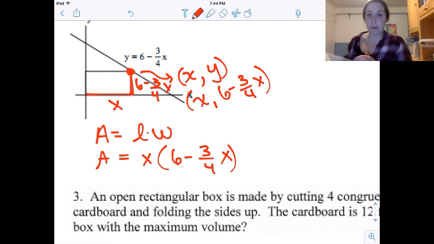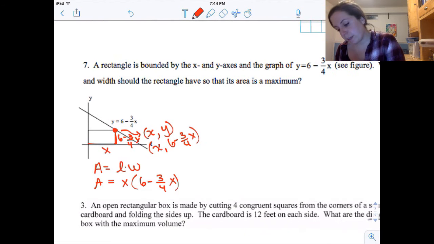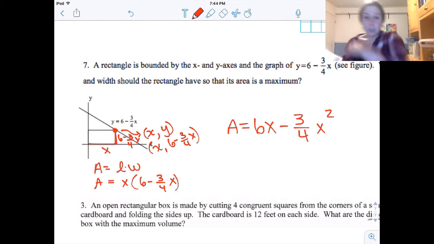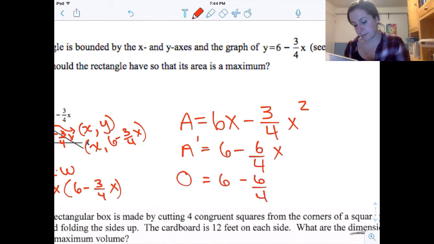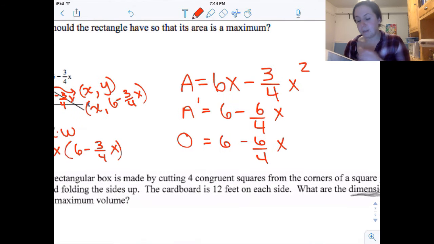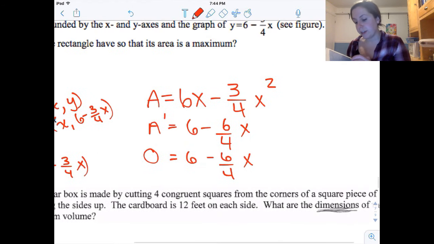So I'm going to distribute that x out. So 6x minus 3/4 x squared. Excuse me. And now I can optimize that. So A prime is 6 minus 6/4 x. Set that equal to 0. And subtract 6 over and then multiply by 2/3. So x will equal 4.